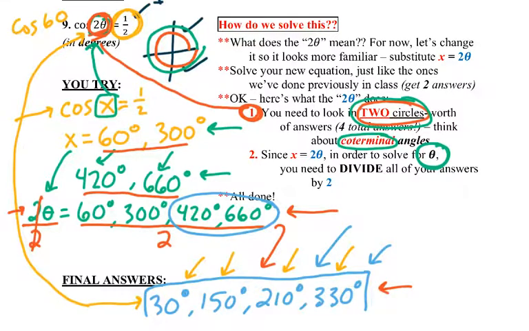Question number 10 is a lot like that, but can you see it's not theta or 2 theta, it's 3 theta. How many circles do you think we'll need? And at the end, what are we going to divide by? All right, feel free to pause the video and try it on your own, and I'll show you it in a second.